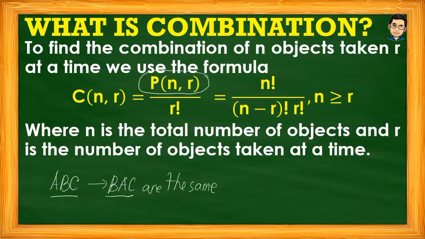So, ang formula po natin for combination is yung formula ng permutation, that is n factorial all over the quantity of n minus r factorial. And then, i-divide po natin yan sa r factorial. Okay, so, where n is the total number of objects and r is the number of objects taken r at a time. So, tandaan po natin sa combination, hindi po important yung arrangement. So, yung order ng ating mga objects, unlike po sa permutation.